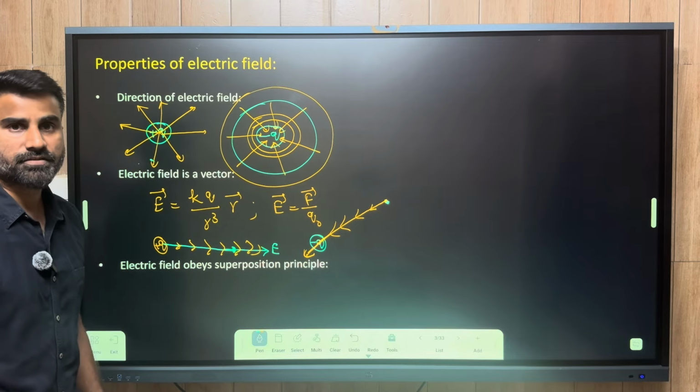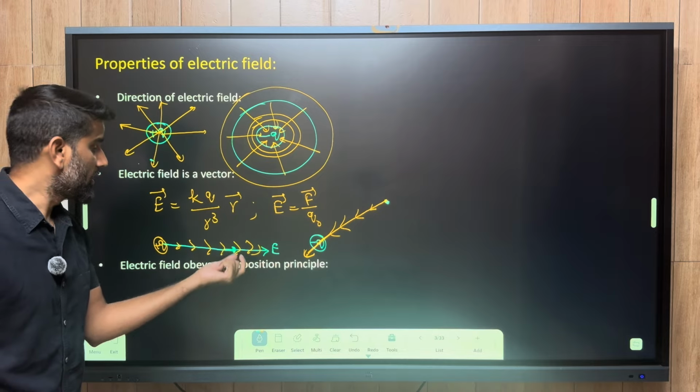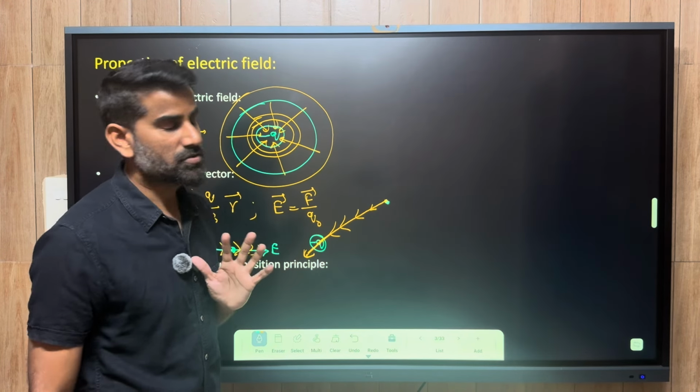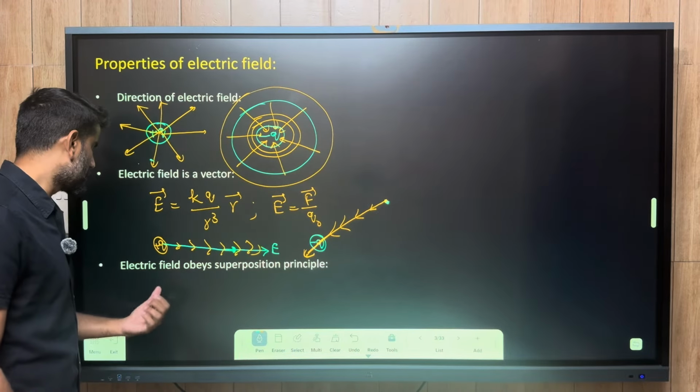Away from the charge. These are the directions that we need to show exactly at our point of interest to understand it even better. Now let's move on to the third one.